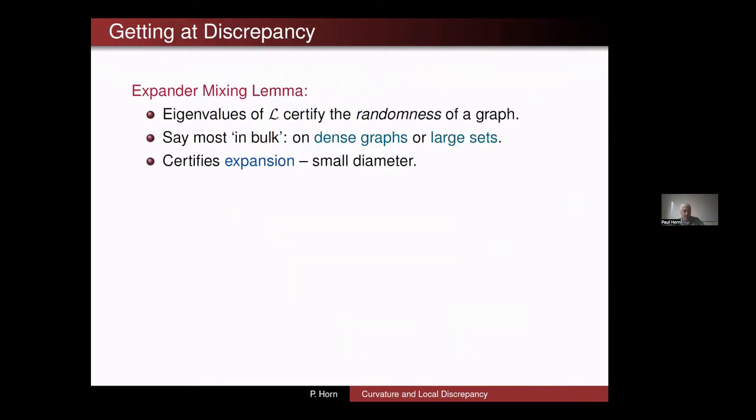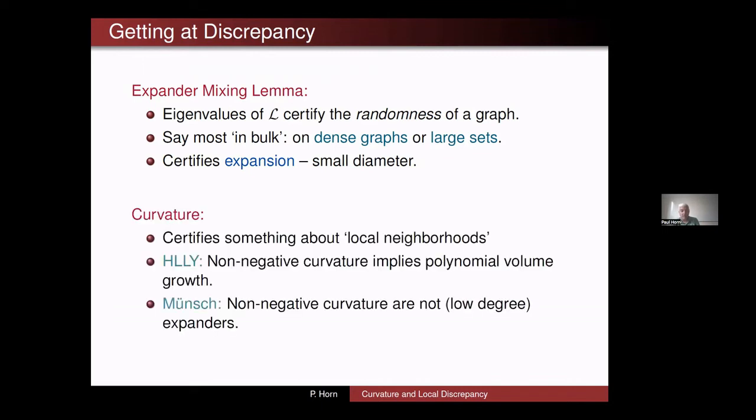All right. So this discrepancy inequality, the expander mixing lemma, as I said, looks at the eigenvalues of the normalized Laplacian and how they certify the randomness of the graph. It works at the most in bulk: if I have a reasonably dense graph and fairly large sets, then it measures the number of edges between them compared with what I expect in a random graph. Although I don't need the full force of it, a Cheeger type inequality is enough. It certifies some kind of expansion in small diameter.